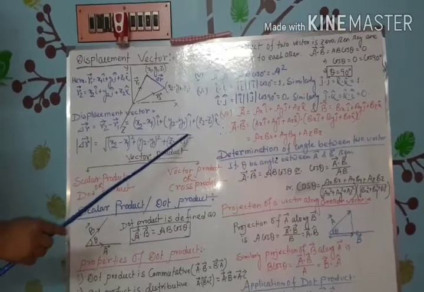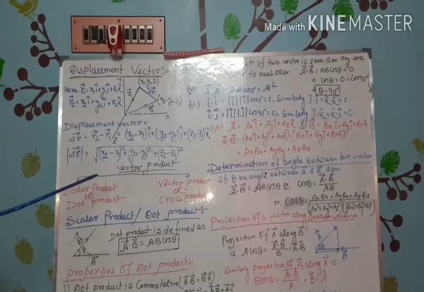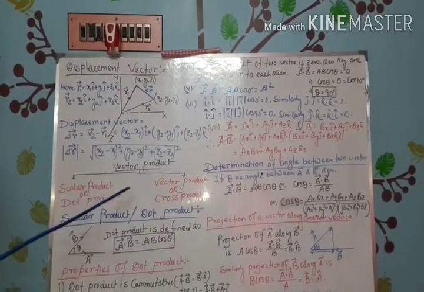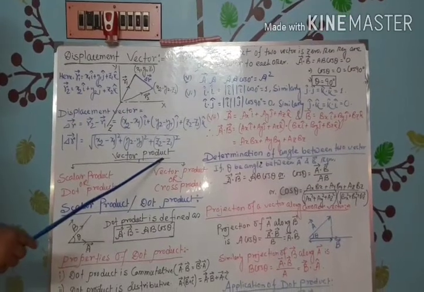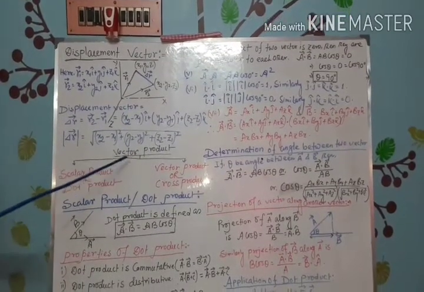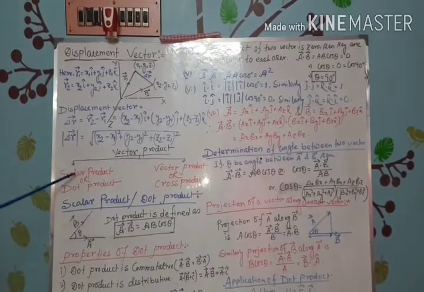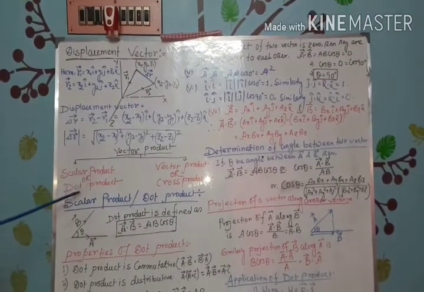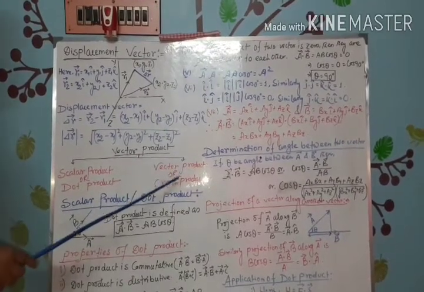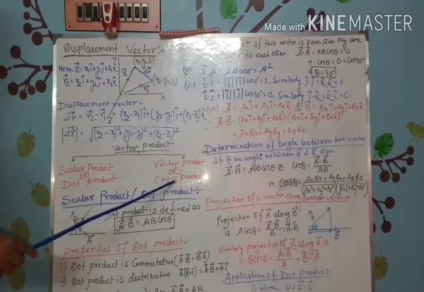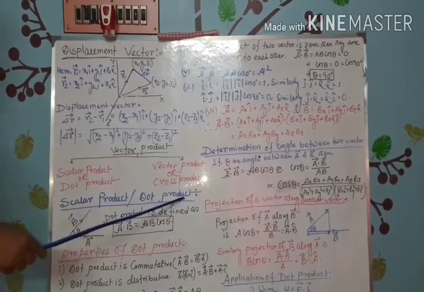Okay, so now after this displacement vector, we have to know a very important concept of vector, which is vector product. Now there are two types of vector product. Number one, scalar product or dot product. Number two, vector product or cross product. Today we discuss the scalar product or dot product.